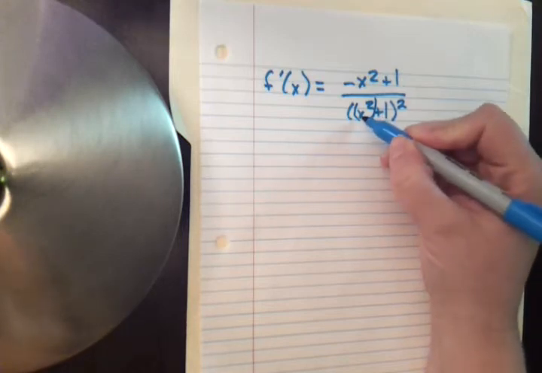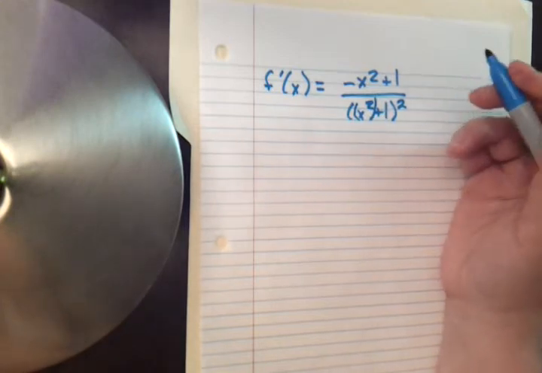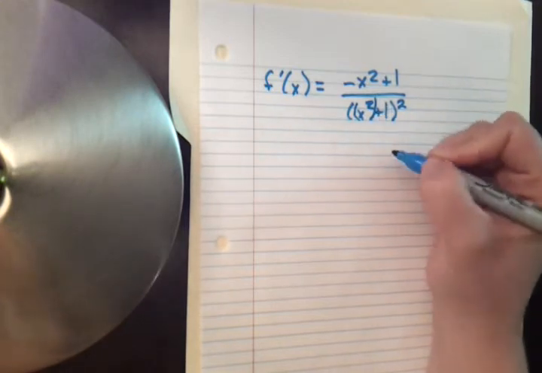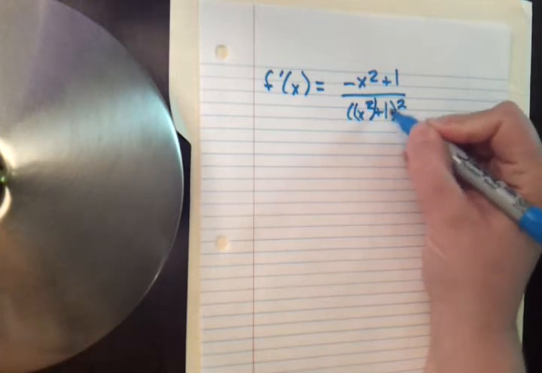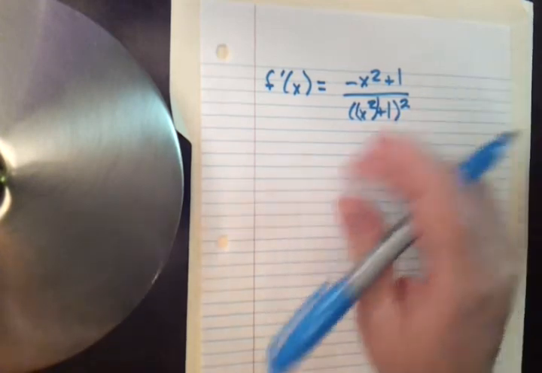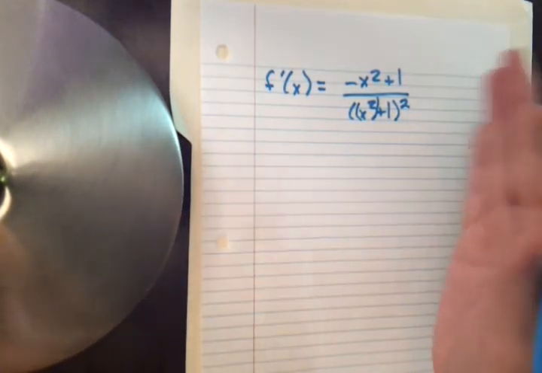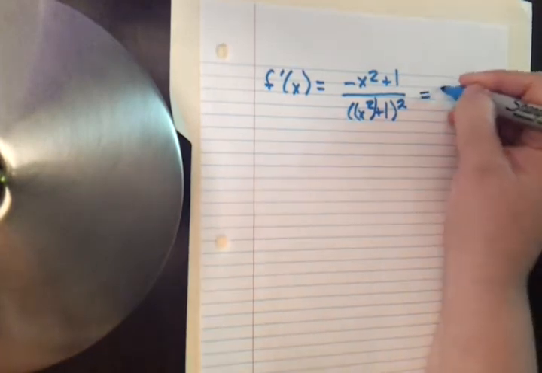If that was a -1 for the x and you squared it, it would be -1 times -1, and that would be positive. There's no way to get a negative number here, so we can't get a 0 in the denominator. So we don't have to worry about that. That's just not an issue here. So what do we want to know? We want to know where this equals 0.